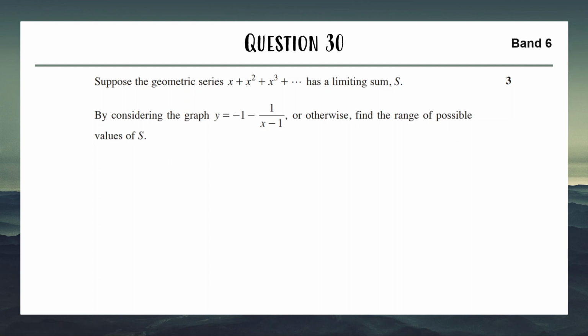Okay, deep breaths, we can do this. All right, we have a geometric series. We can see the first term in our geometric series is x, and we can see our multiplier, which is r, between each of our terms is also x.